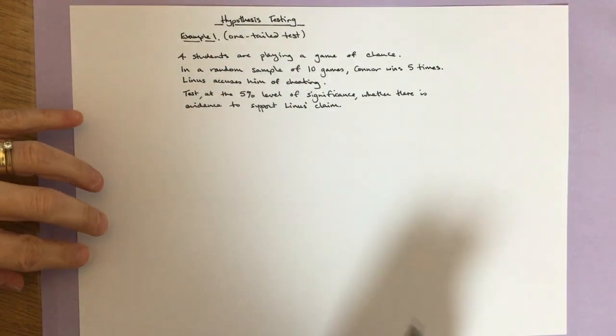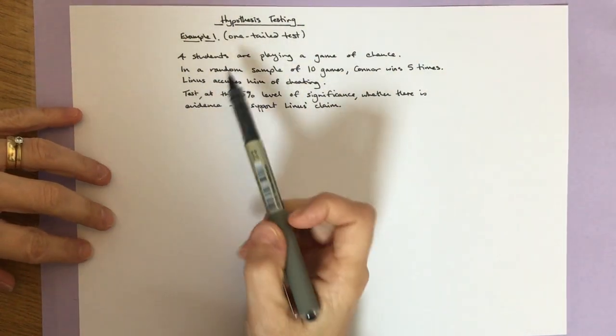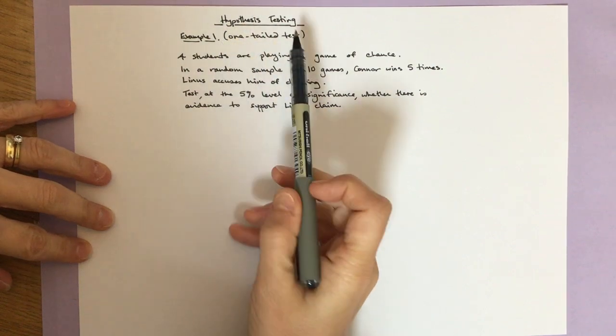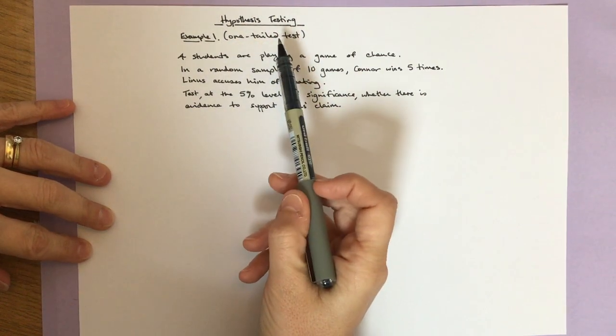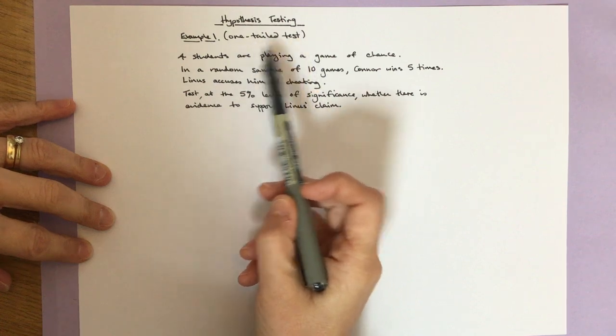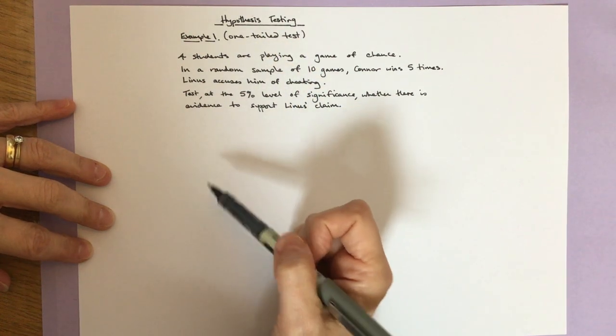Hi everyone, so we're going to have a look at hypothesis testing, and this example is going to be what's called a one-tail test, and you should have had a look in last week's lesson at a PowerPoint that explains some of this notation. But let's have a look at this together.